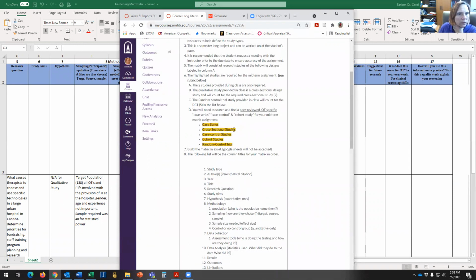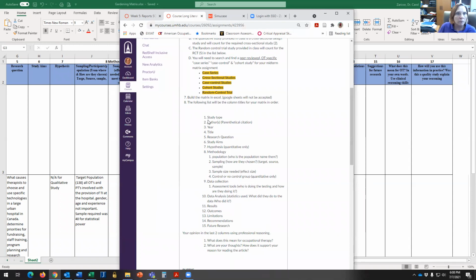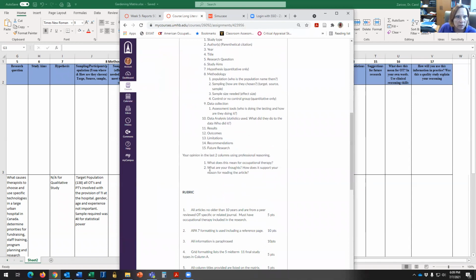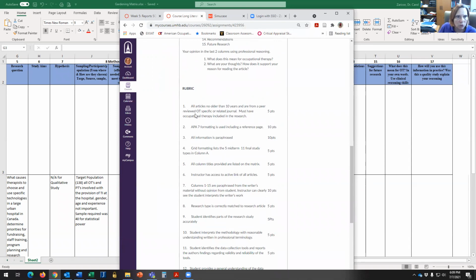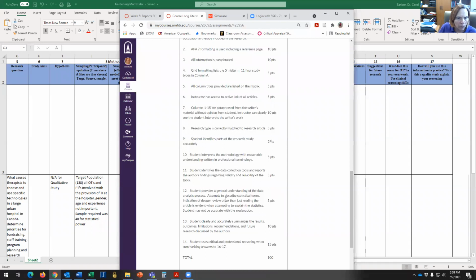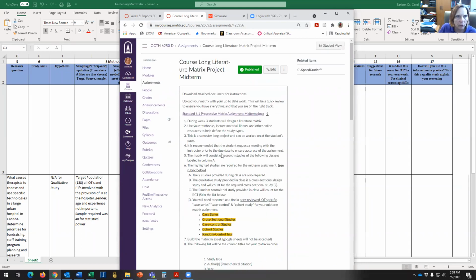You'll have the case series, cross-sectional study, case control study, cohort, and the randomized control trial that's due. And these are the columns that are supposed to be on your matrix. I'm going to show you those in just a minute. And these last 2 here would be 16 and 17. And your rubric is here. So this tells you exactly what you need to do on the rubric. So you need to read through those so you know what to expect. Okay, I'm not going to read them for you. I think you can probably read through there.